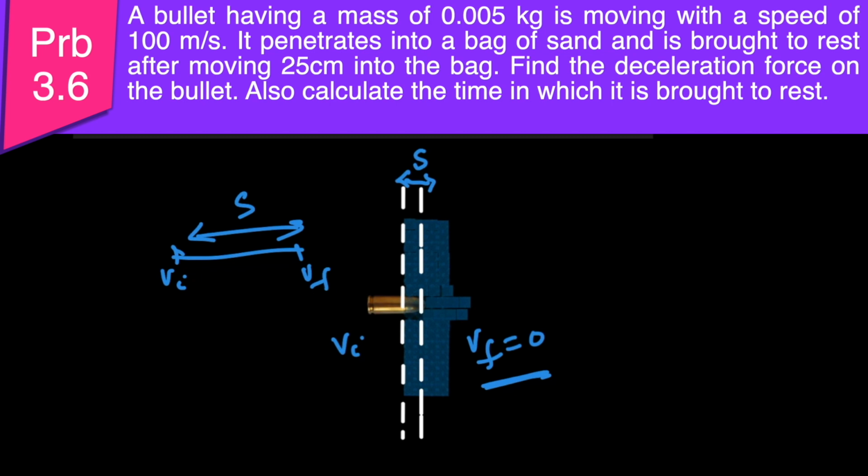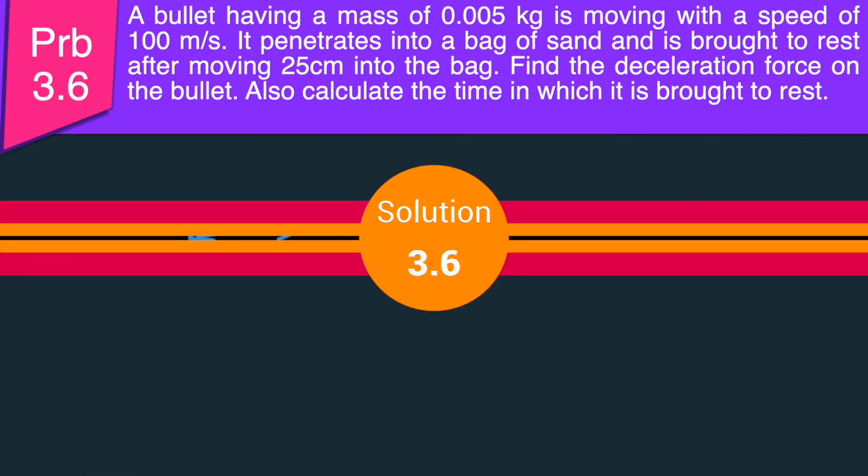Here is the initial velocity, which is 100 meters per second, and when it finally stops inside the sand, its final velocity vf becomes 0. So we will use this data to find the force on the bullet from the sand and the time taken to cover this distance. So let us calculate.